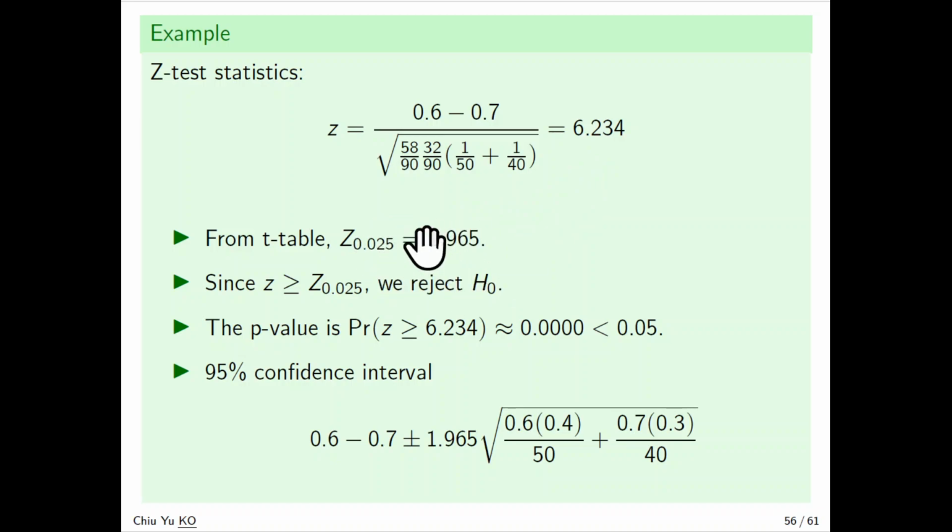And this z score, right? You can see the table value is 1 point something, and this is very large, right? So we reject. The p-value is almost close to 0. So the confidence interval given is like this, right? It's applying the formula. Thank you.